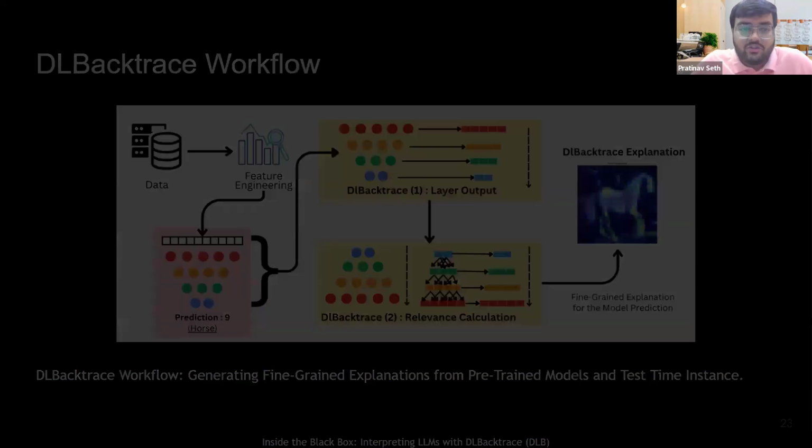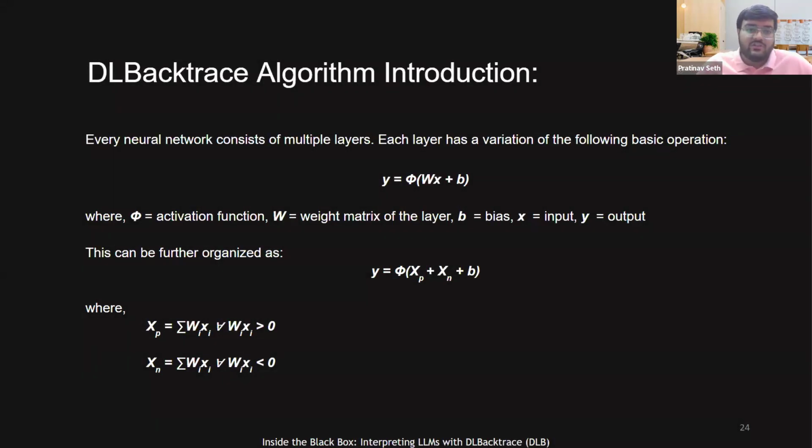But again, how does this work? Let's say a single layer can be computed as y = sigma(wx + b). In this wx, we separate it out as xp and xn, where xp is the positive contribution part, xn is the negative contribution part, and b is the bias. Based on that, we try to compute the relevance. I'll come to that part in the next slide.